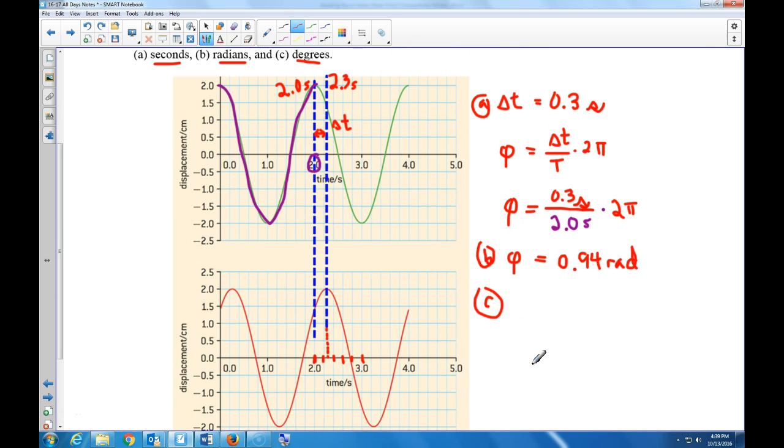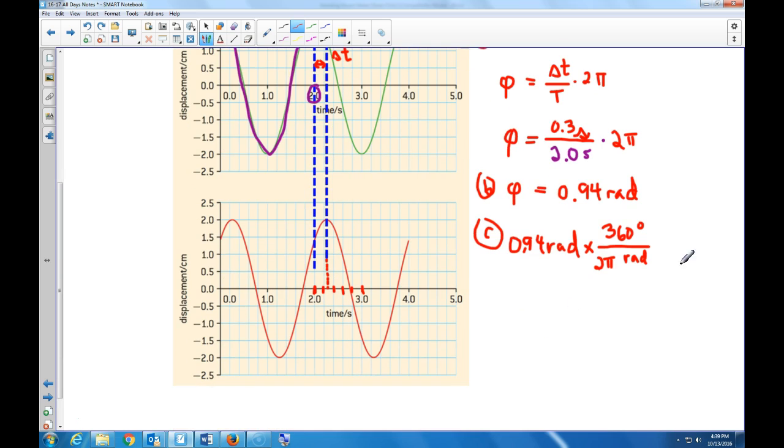And then part C, we convert this into degrees. So we know that we've got 0.94 radians. I'm converting, so I have to set up a conversion factor. I want to cancel out the radians, and I want to convert it to degrees. So 1 cycle is 2 pi radians, and 1 cycle is also 360 degrees, so those are equal. And when I calculate this over 2 pi and times 360, I get 54 degrees.